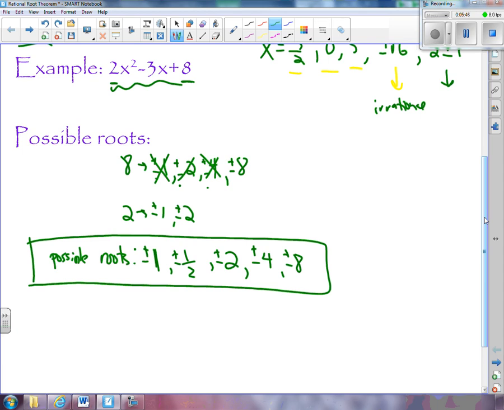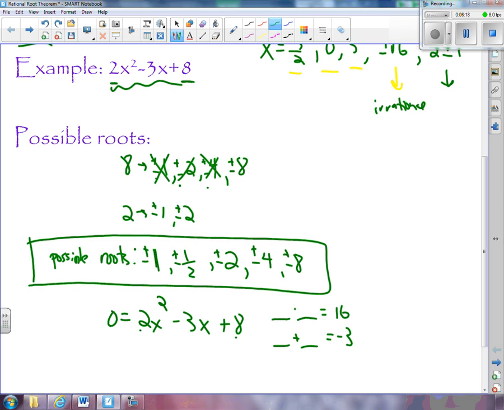However, this one is only a quadratic, so it would only have two roots, two rational roots anyway. So let's figure out what our roots are. Now, this is a quadratic equation. So we could try to factor it just by looking at it. So are there any numbers that multiply to 16 and add to negative 3?